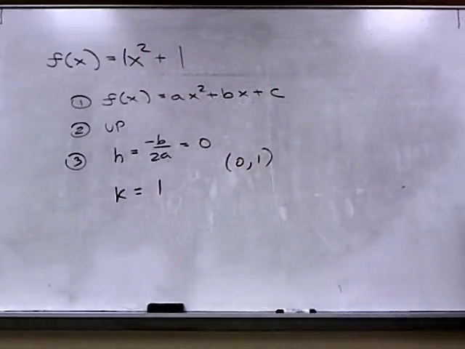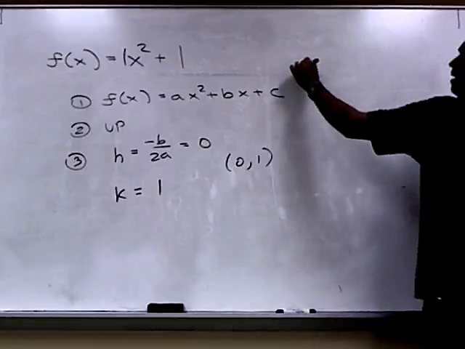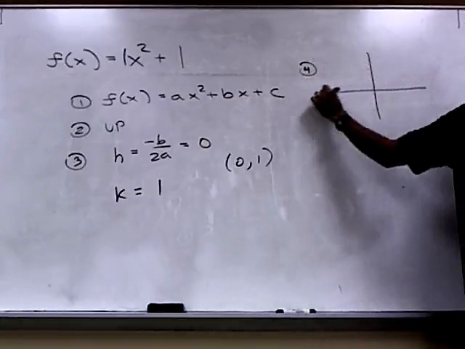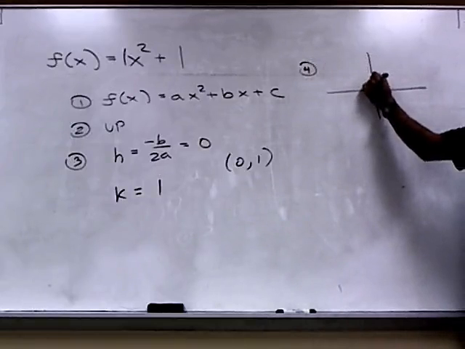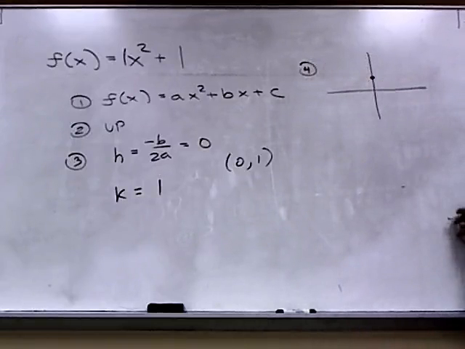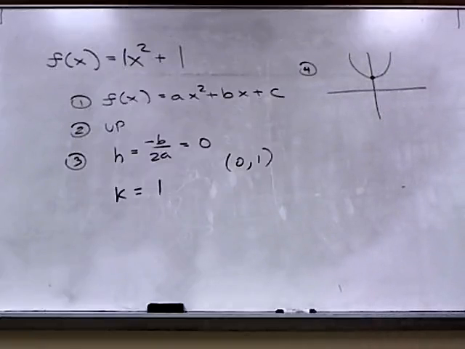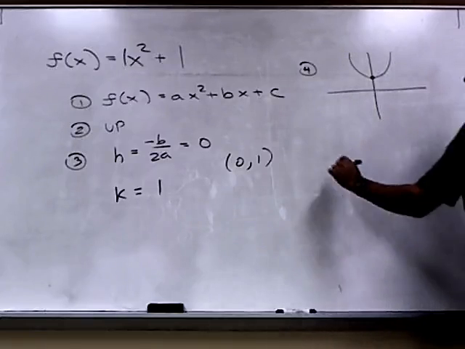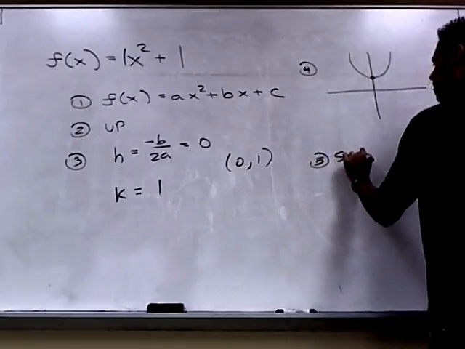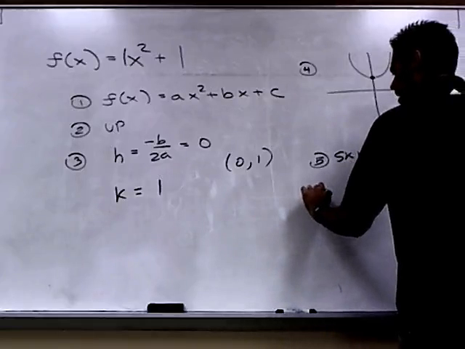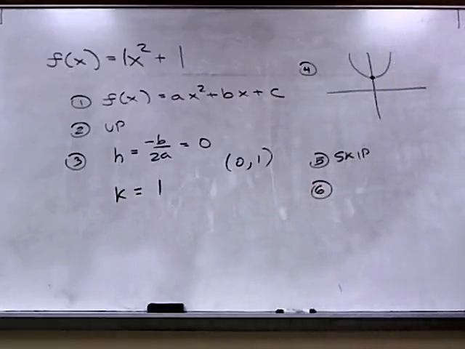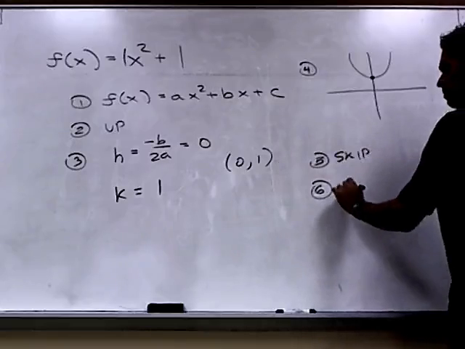Yeah. That was quick work through that. My fourth step is to find a quick sketch. So 0, 1 is here, isn't it? Which way do I open? Up. What does that mean? No x-intercepts. So step 5, I skip. Right? Step 6 is a y-intercept. What's the y-intercept? We'll plug 0 in, you get 1, right? We already knew that. We had that here, didn't we?